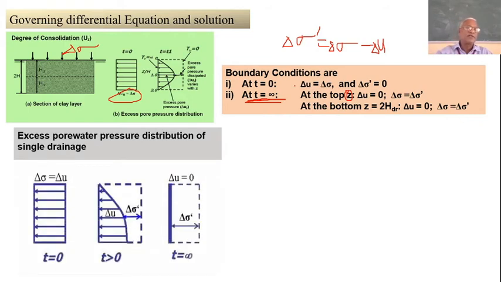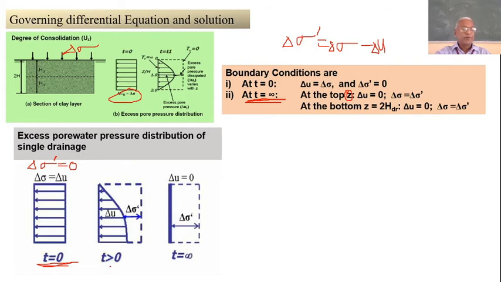Okay, here is the excess pore water pressure distribution for single drainage. Single drainage in the sense we are allowing the drainage to occur at the top and the bottom is opaque. You are not allowing the water to go out from the bottom. So the first figure indicates t equal to 0. You can just see here, the applied pressure will be directly going as pore water pressure, and delta sigma dashed, the effective pressure, is equal to 0 here in the beginning.